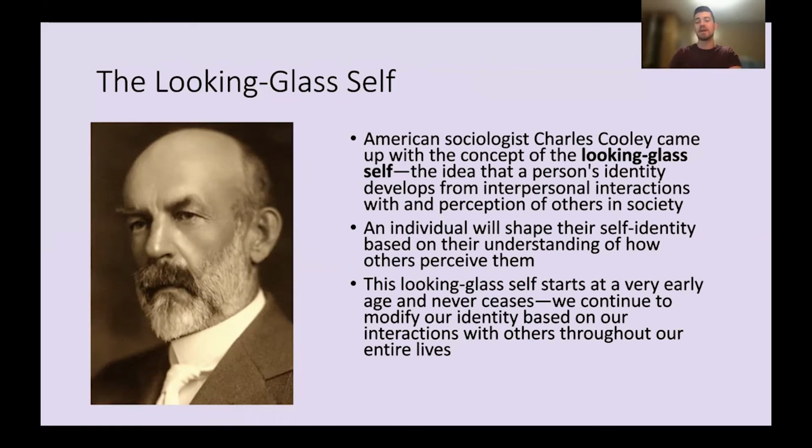It's almost like we're monitoring our own reputation. We look at how others perceive us, and then we adjust our behavior based on how we perceive we are being perceived. This starts at a very early age, pretty much as soon as you're old enough to understand, as soon as you have a social identity, and it never ceases until death. We continue to modify our identity based on our interactions with others throughout our entire lives, because your interactions in your early 20s are going to be very different from your interactions in your mid or late 50s. People change throughout their lives.